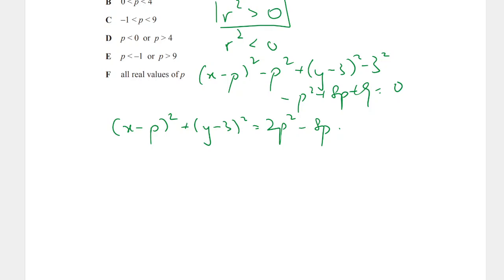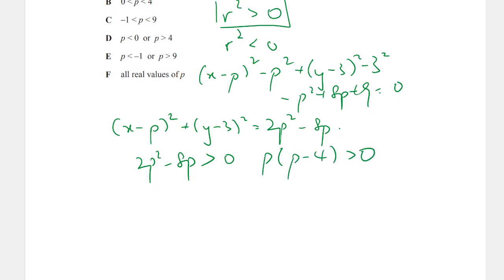All right, so now we have 2p squared minus 8p must be strictly greater than 0. Now, technically, you could go greater than or equal to, because if you want radius equal to 0 to be a circle, then fine. But let's say it's just strictly greater than 0. All right, okay, now this factorises into p, brackets p minus 4, is greater than 0.